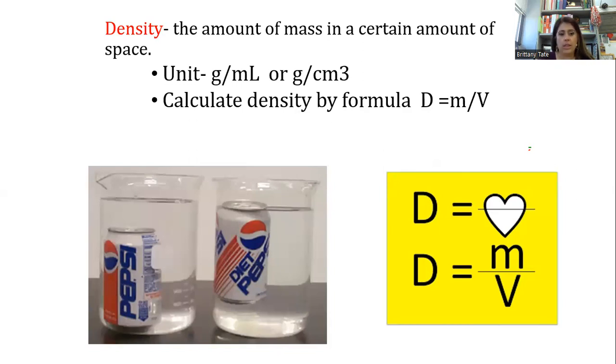So you calculate this by grams per milliliter or grams per cubic centimeter. Grams per milliliter is when you have it with a liquid. Grams per cubic centimeter is when it is a solid. And you calculate it using the formula I heart density. Remember, density equals mass divided by volume. And this is going to give you how dense objects are.